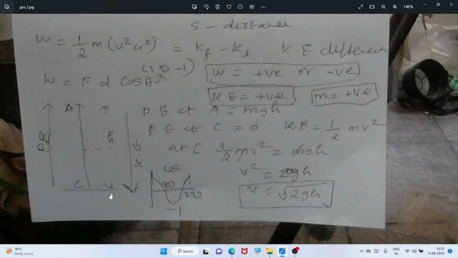But at the ground, at C, it will be the opposite: the potential energy will be 0 and the kinetic energy will be ½mv². At the ground we are converting that potential energy into kinetic energy. Then from that equation, m cancels out, v² = 2gh, so the velocity is the square root of 2gh. This is the cosine function at 0, 90, 180: at 0 it is 1, at 180 it is −1.